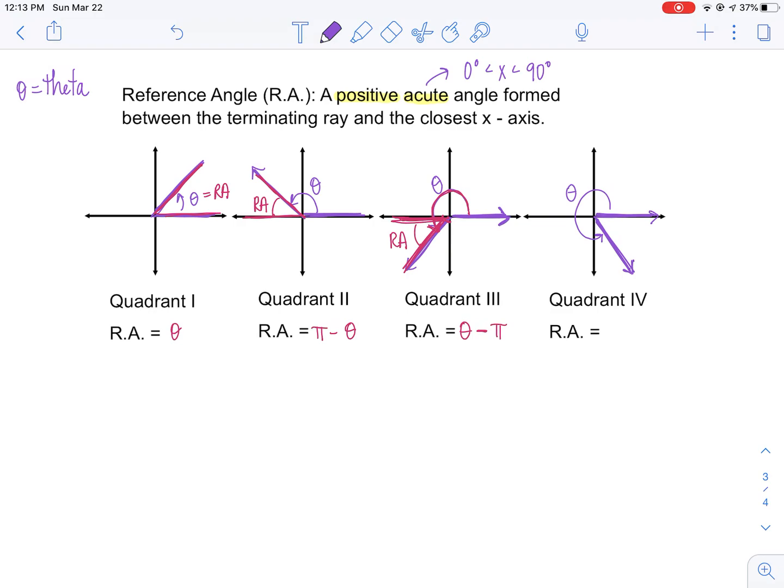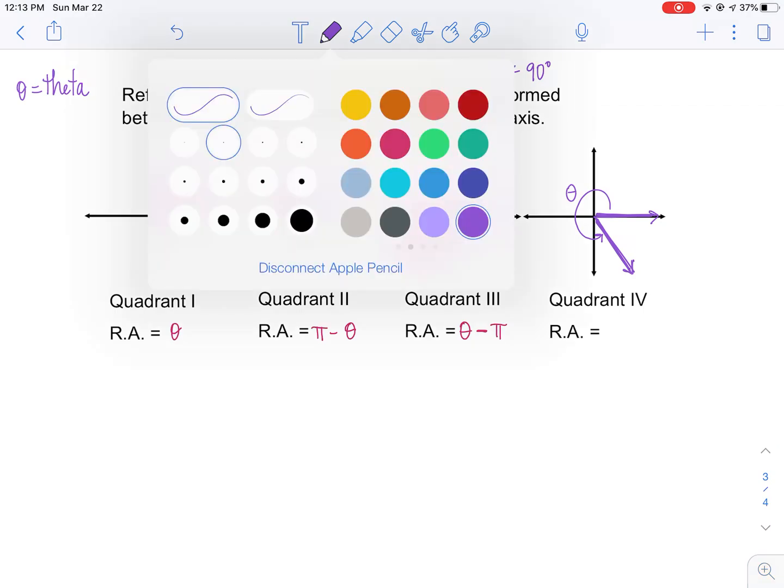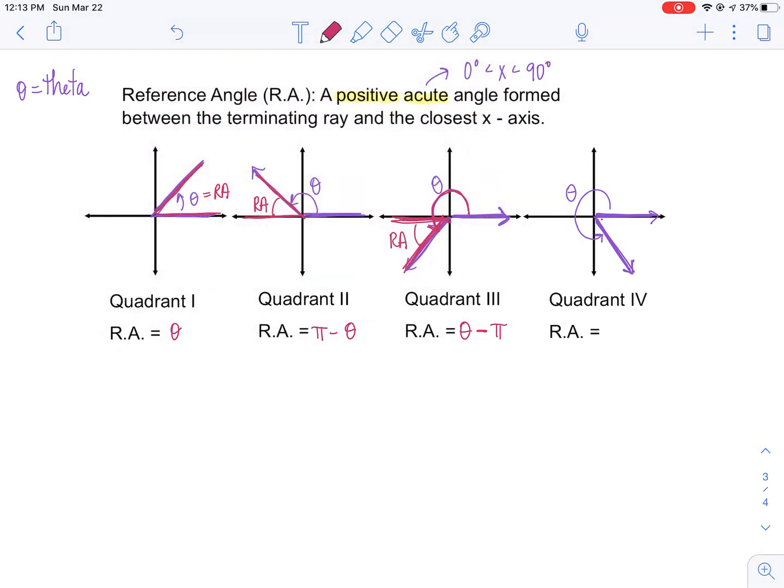That is theta in the fourth quadrant. And the reference angle is formed by the terminating ray, closest x-axis, which is here. So it's the remainder of the full rotation. We're going to take a full rotation, which is 2 pi. Again, I'm basing all of this off of those degree conversions. 1 pi is 180, so 2 pi is 360 degrees, minus theta.